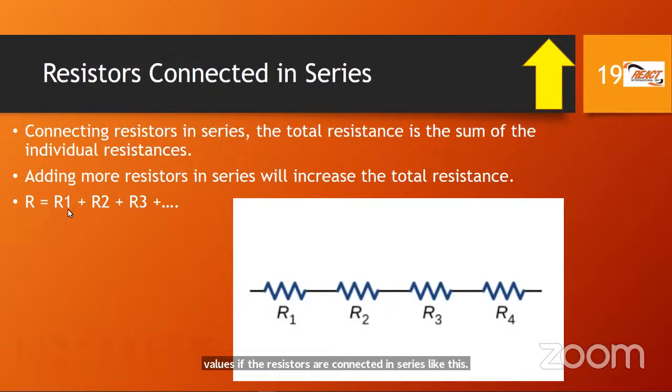And in terms of a formula, we'll write it as R total is equal to R1 plus R2 plus R3 and so on for how many of the resistors we have in this string or series.